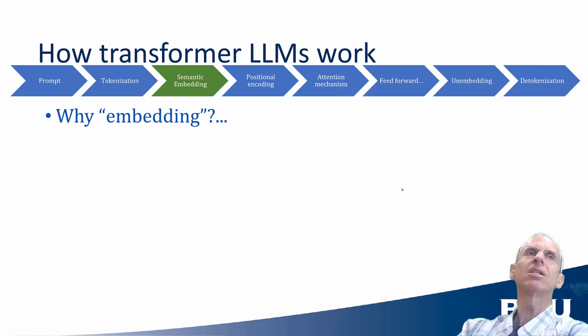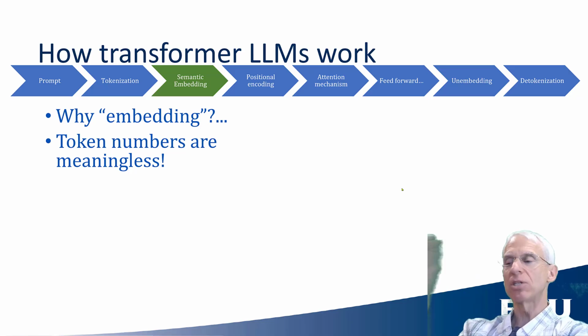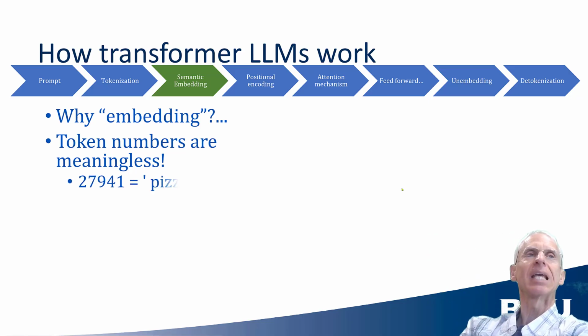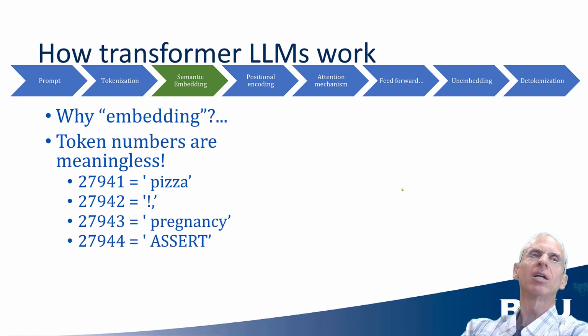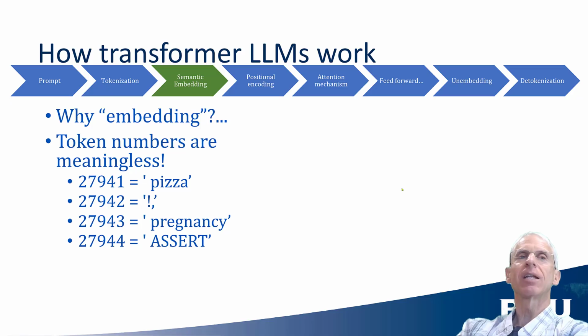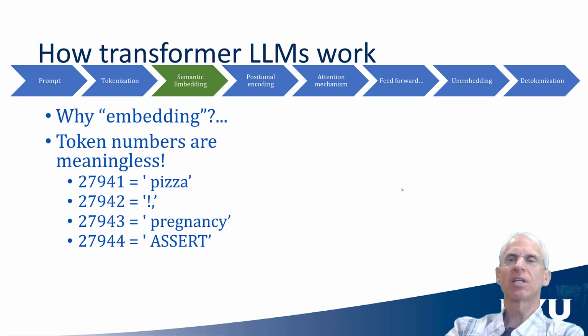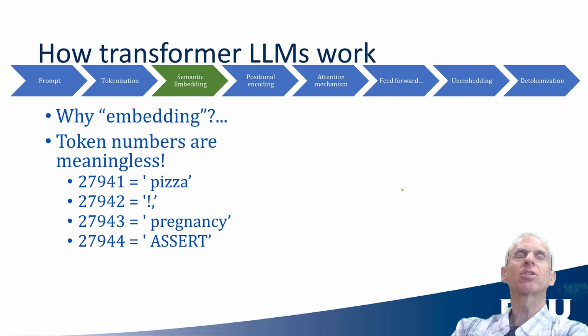Then we do semantic embeddings. Basically, tokens are just a bunch of numbers, but the token numbers don't really mean anything yet. For example, in one tokenization method, the number 27941 represents the word pizza. The token 27942 is an exclamation mark, 43 is pregnancy, 44 is assert in capital letters. It's kind of weird, but these numbers really don't have any relationship. Pizza and exclamation mark, although I guess sometimes we can be excited about pizza, especially if we have cravings of pregnancy and we want to assert our hunger. But the tokens are kind of meaningless.